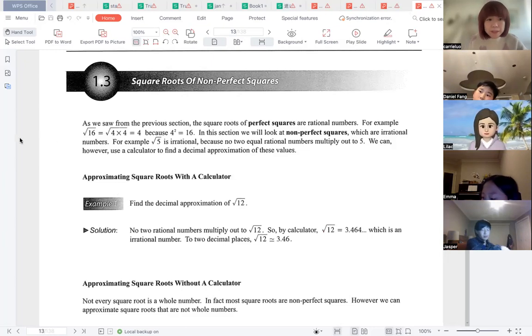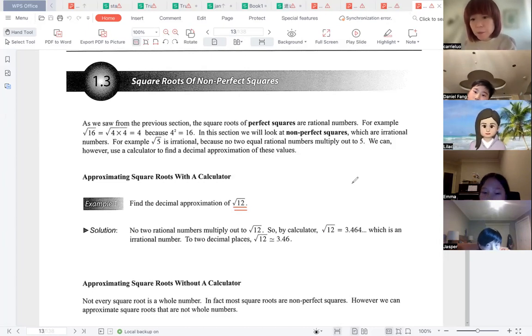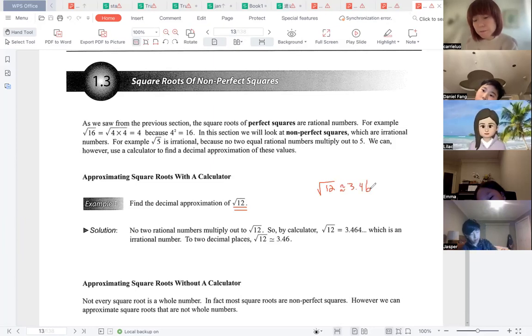So Emma, if I said, could you please tell me what is the square root of 12? Obviously square root 12 is not a perfect number, right? 12 is not a perfect square number. So how do we calculate this one? You can just go to the calculator. You key in 12 and square root it. It equals 3.46 something. But we only need 2 decimal places, so square root 12 is about 3.4.